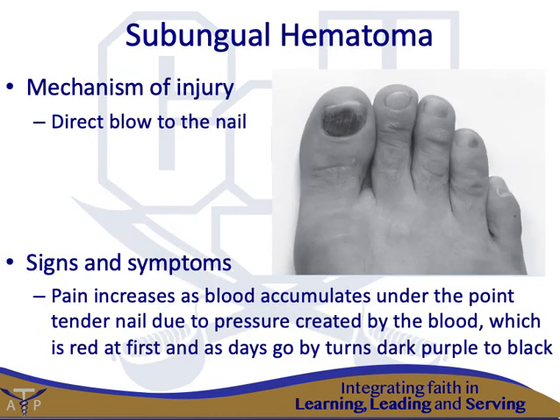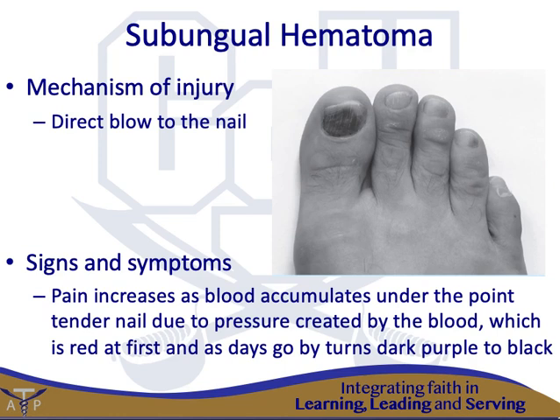Last but not least is a subungual hematoma, and this is really what we call a bloody toenail. It occurs when there's blood underneath a toenail, typically that first or big toe. A subungual hematoma is caused by a direct blow to the nail or when a person stubs their toe into a non-yielding object.